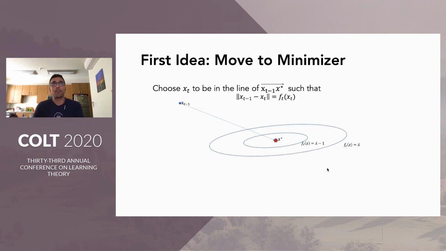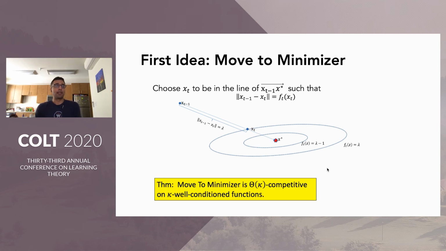So the first idea you might consider is to draw a line between x_{t-1} and x star, which is the minimizer of the new function f_t. And we would like to choose the point x_t such that the movement cost is equal to the hit cost. Since we pay both, it makes sense that we should try and equalize these costs. And this idea actually does yield some results.